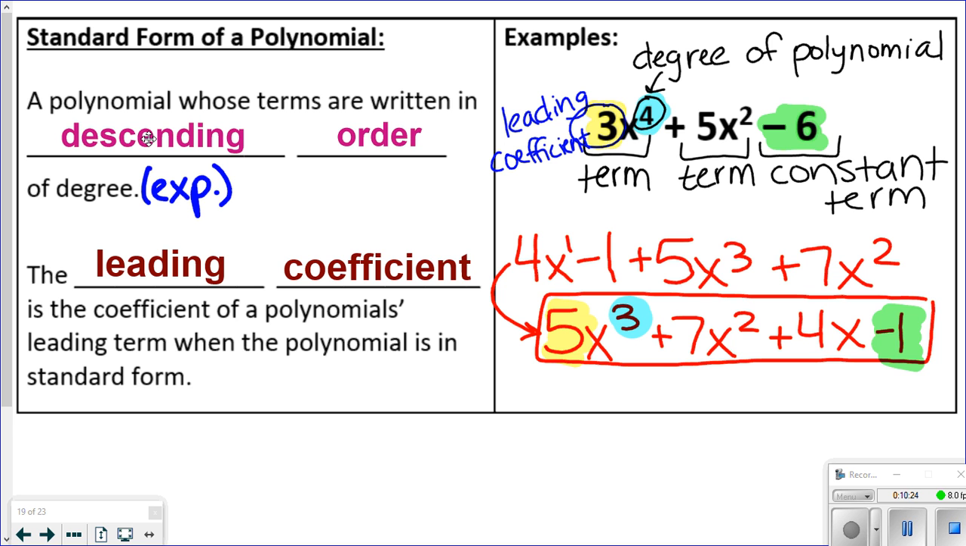So standard form is the highest to the lowest, or the biggest to the smallest. And then remember, on the front of our note sheet, we wrote that the constant term is always at the end in standard form, because it doesn't have a variable with it. It doesn't have a degree or an exponent.